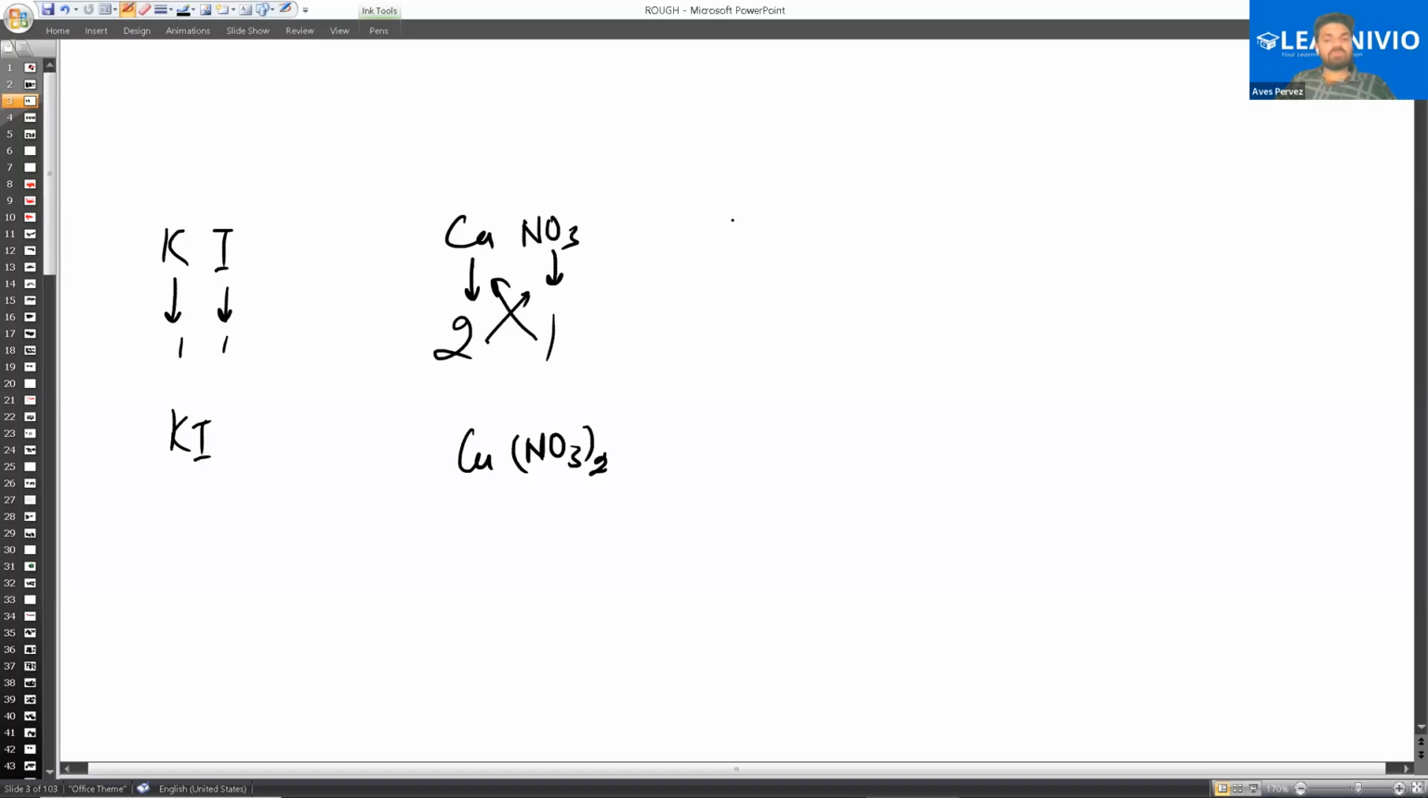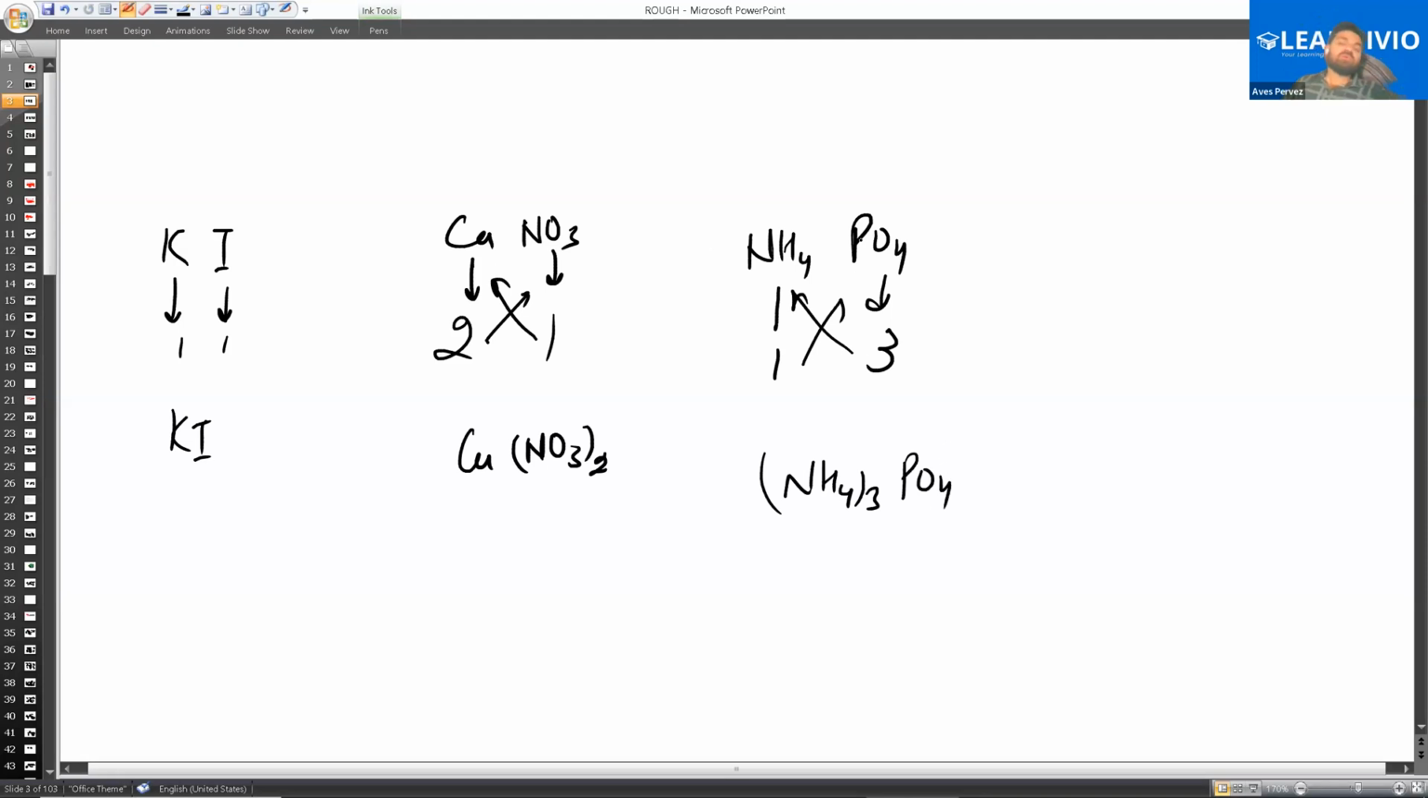The next one is ammonium phosphate. Ammonium has valency 1 and phosphate is 3. Ammonium is NH4, valency is 1. And phosphate is PO4, valency is 3. You cross multiply, you will get (NH4) whole thrice, then PO4. We don't write PO4 in the bracket, because it is going to multiply with 1.